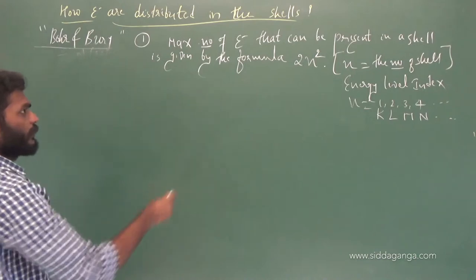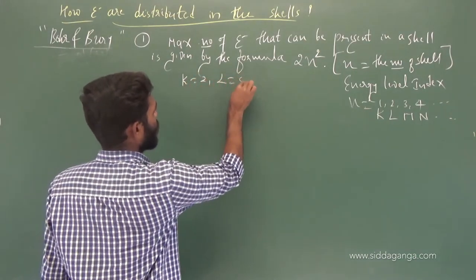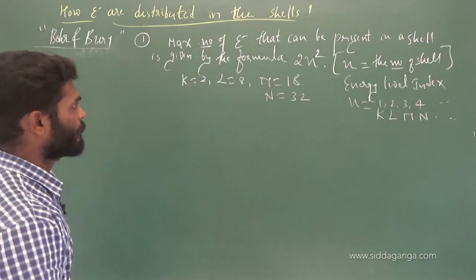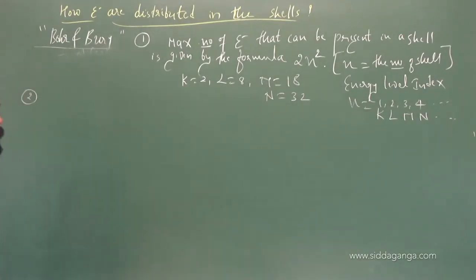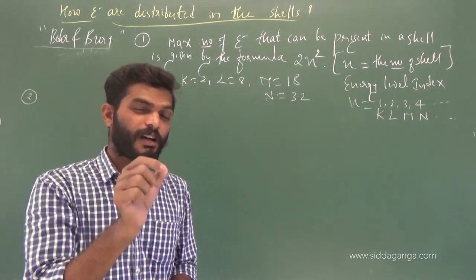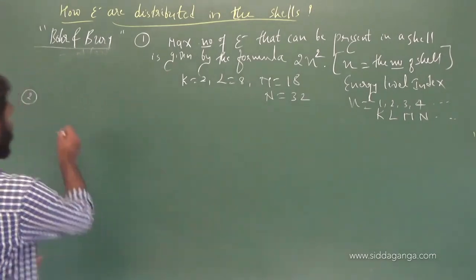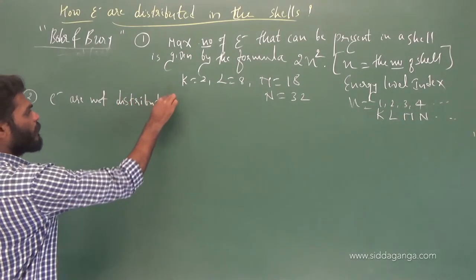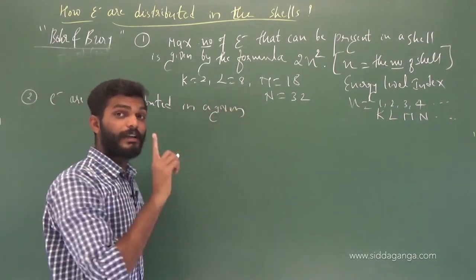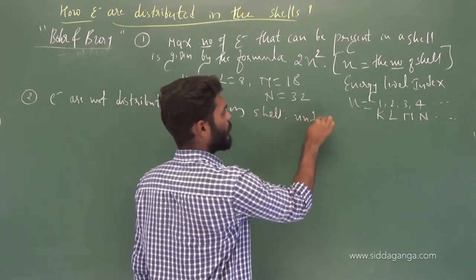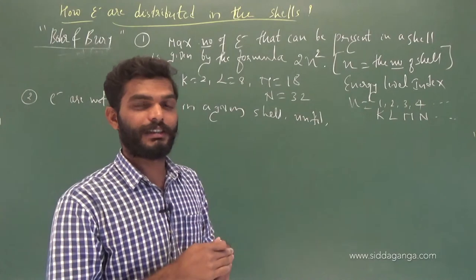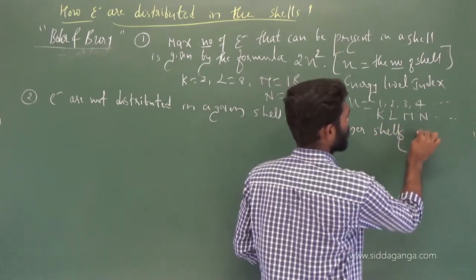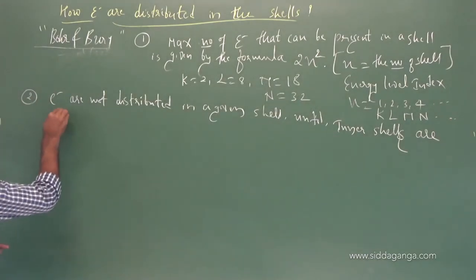The second rule says that, in the shortcut, in K 2, in L 8, in M 18, in N 32 electrons, maximum electrons, right? Second, electrons are not distributed or accommodated in a given shell until the inner shells are filled.